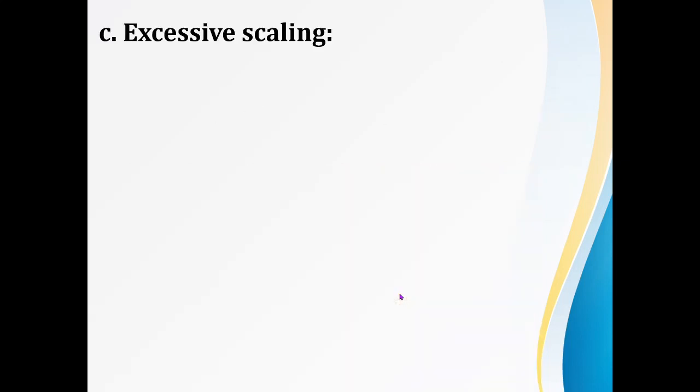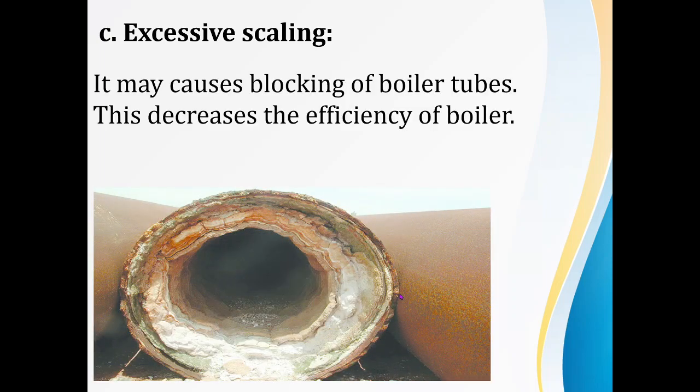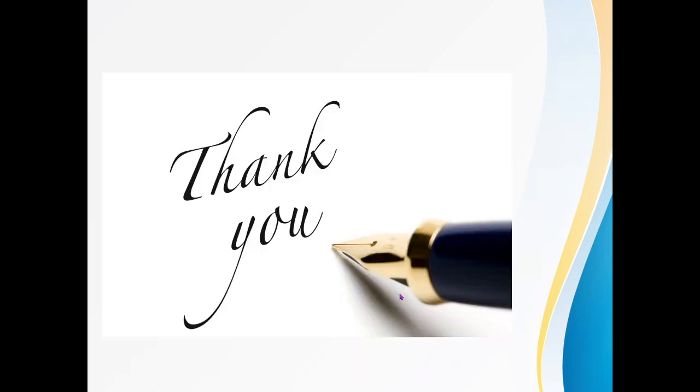Third drawback is due to excessive scaling. It may cause blocking of the boiler tube. As you can see, this particular picture shows the scale formation in the boiler tube, and as excessive scale is formed in the boiler, obviously sometimes blocking of this boiler tube will take place, and as blocking of the boiler tube occurs, it decreases the efficiency of the boiler. Thank you.